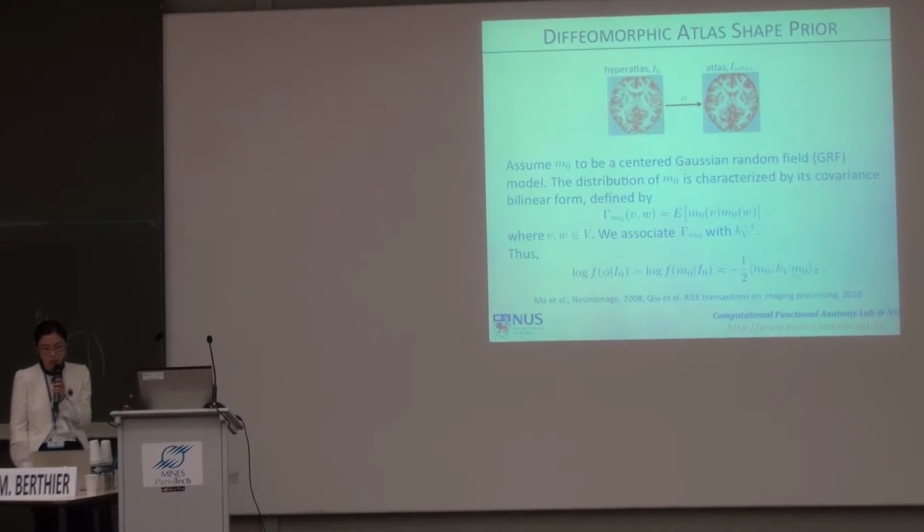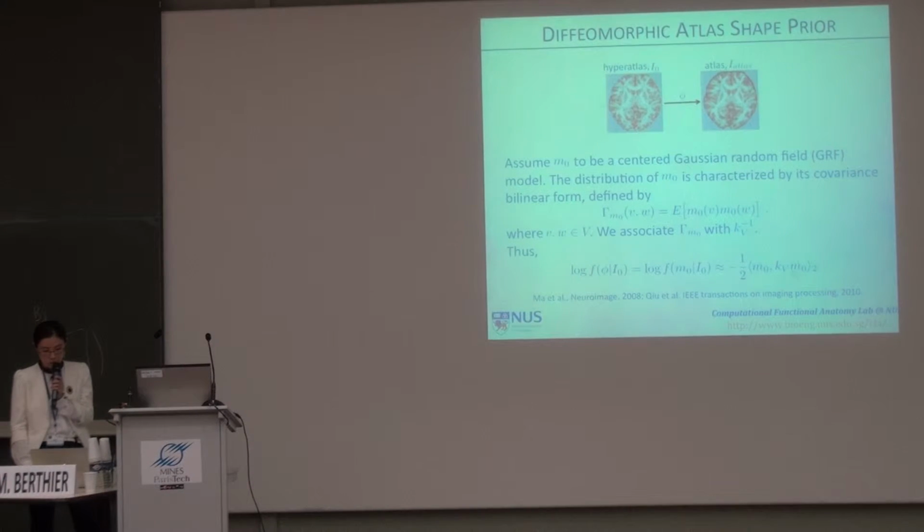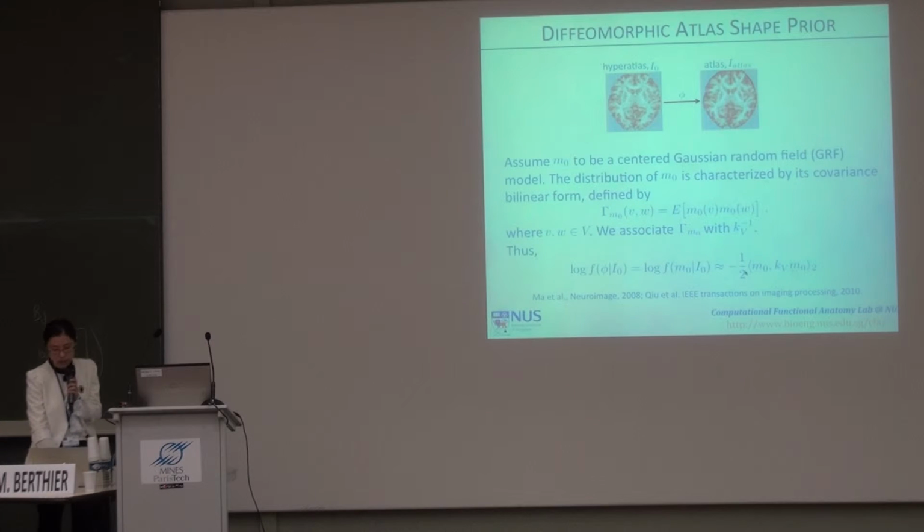We assume this parameter is known. Thus, the diffeomorphic atlas shape prior can be approximated as one half the inner product of M0 and Kv M0 in the L2 norm.